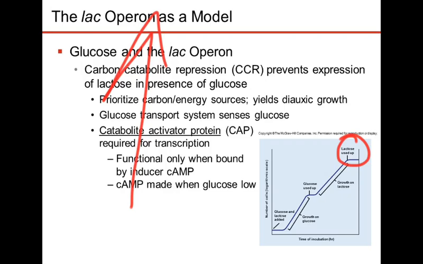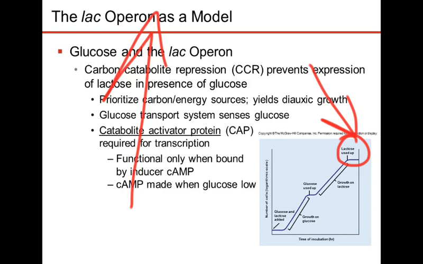It wants to transcribe if it can, but what else is bound there at that point? Now there's no lactose present, so what else comes and binds? So the repressor protein comes and binds at that point. So even though the activator protein is bound in this scenario right here where there's no glucose and no lactose, transcription cannot happen because transcription is blocked by the repressor protein that's bound there.